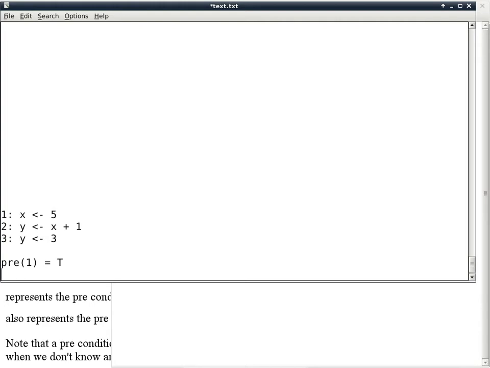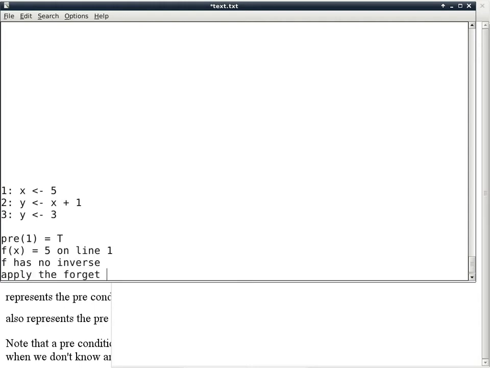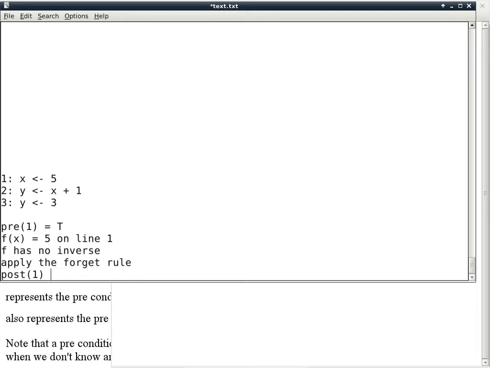again. So we'll go ahead and say f of x is 5 on line 1. F has no inverse. Apply the forget rule. So that means the post condition of line 1 is us forgetting in pre1 whatever that mentions x, we have to forget it. But we also have to say that x equals 5 after line 1.